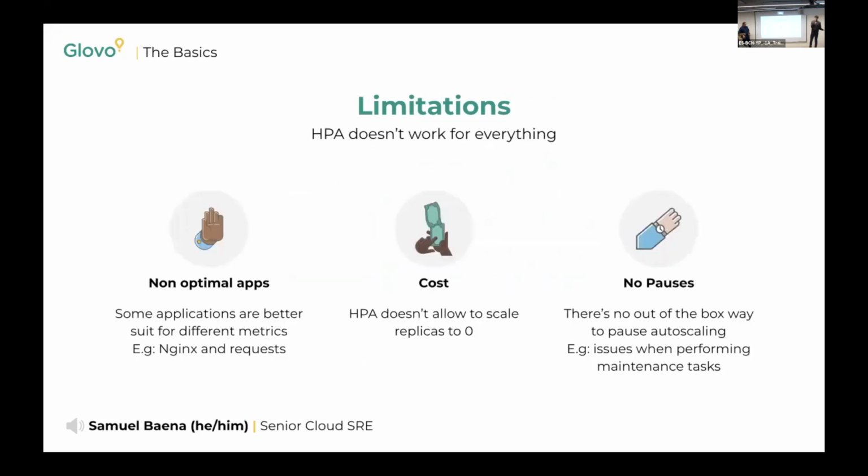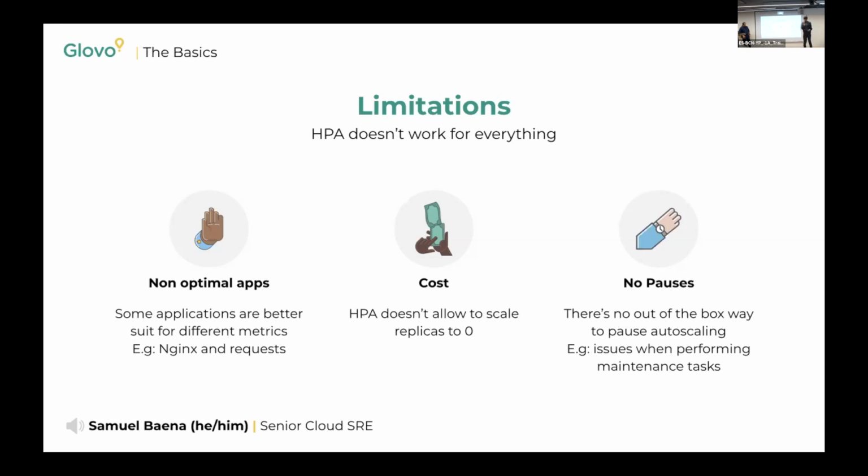What are the limitations that we get with HPA? Basically, it doesn't work for everything. So if you think about an Nginx, sometimes it's not about the CPU that the Nginx application is consuming. Sometimes what you want to know is how many requests you're getting in and out. There's also the cost. HPA doesn't allow you to scale down to zero, so you're basically spending money all the time, even if in a deployment you could potentially have 0 replicas whenever you don't have any kind of load and save some money. And there's no pauses.